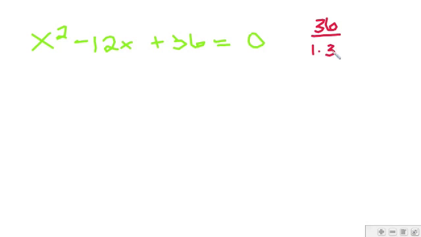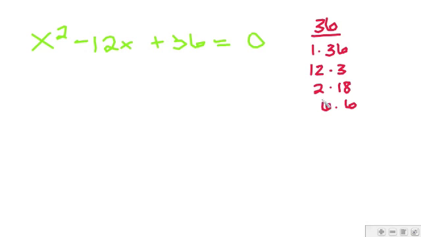Let's try this. We have x squared minus 12x plus 36 equals 0. So we're going to write the factors of 36. All right, so I have 1 and 36. I have 12 and 3. I have 2 and 18. And I have 6 and 6. All right, any of those pairs give me a 12.